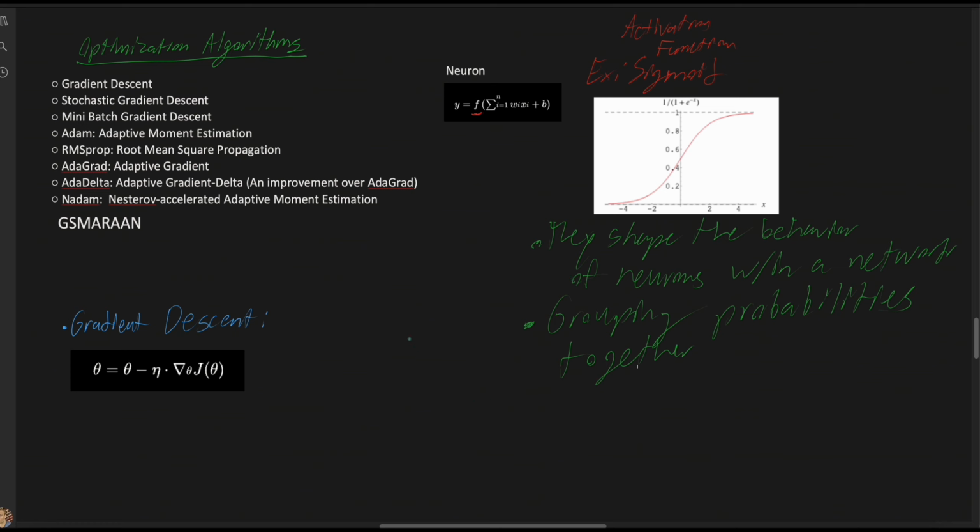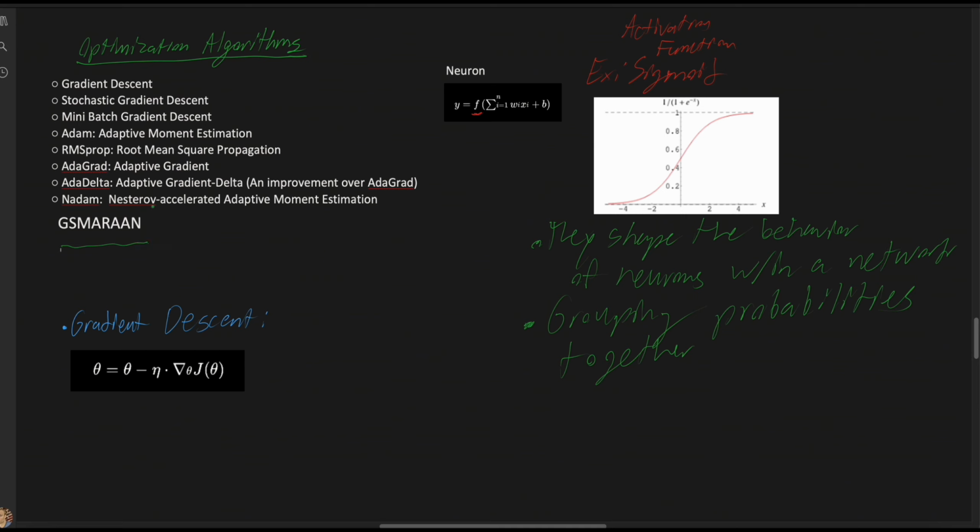And common optimization algorithms used for the process would be gradient descent, stochastic gradient descent, mini-batch gradient descent, ADAM, which stands for adaptive moment estimation, RMSprop, which means root mean square propagation, Adagrad, which means adaptive gradient, Adadelta, an improvement over Adagrad, and NADAM, which stands for Nesterov accelerated adaptive moment estimation. And we have the following acronym over here.